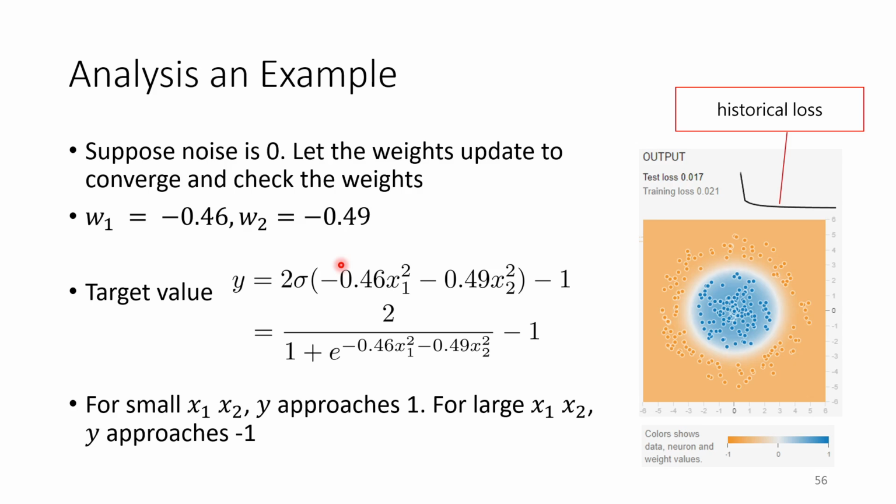The error is controlled by the weight, so what we want to update is the weight. From this weight and this weight, we get this y value. When the coordinate is close to the orange, it means x1 and x2 are both very small, then the y value will approach 1. When x1 and x2 are in the outer regions, they have large absolute values, then y will approach -1. So it matches the distribution of the two classes.